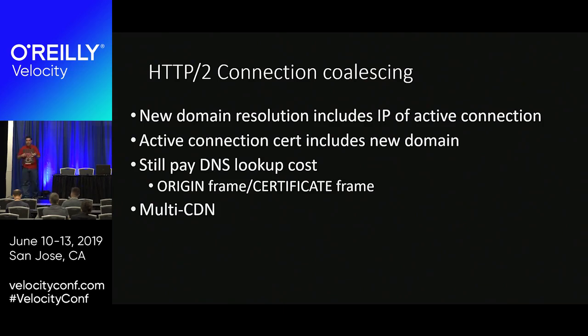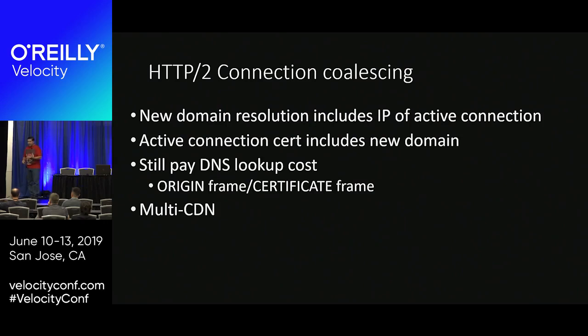The pain point is you still have to pay the DNS lookup cost. And so if you've got an images static domain, it still needs to at least do a DNS lookup to discover that it's the same IP. And so if you can at all, serving everything from the actual origin domain is by far the fastest way to do it. It's also the less risky. But if you have to, you can do it.